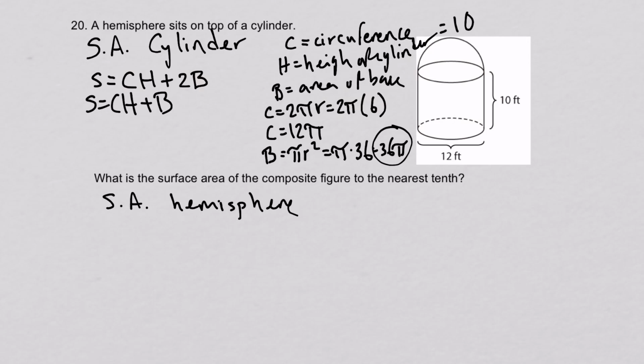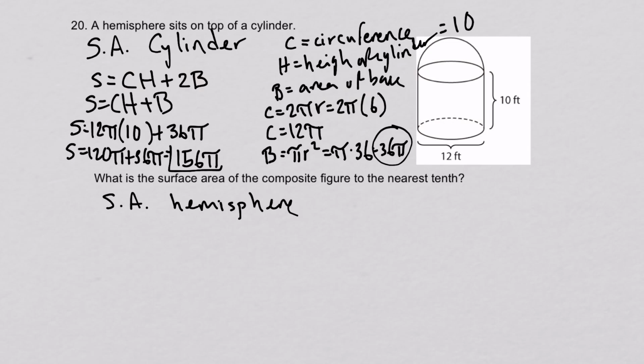The surface area then of the cylinder is C, which is 12 pi, times H, which is 10, plus B, which is 36 pi. So that leaves me with 120 pi plus 36 pi, which I can simplify down to 156 pi. I'm going to leave it like that in terms of pi. If later I have to change it to decimal, then I'll change it to decimal. Okay, so right now it's 156 pi because it's 120 pi plus 36 pi.